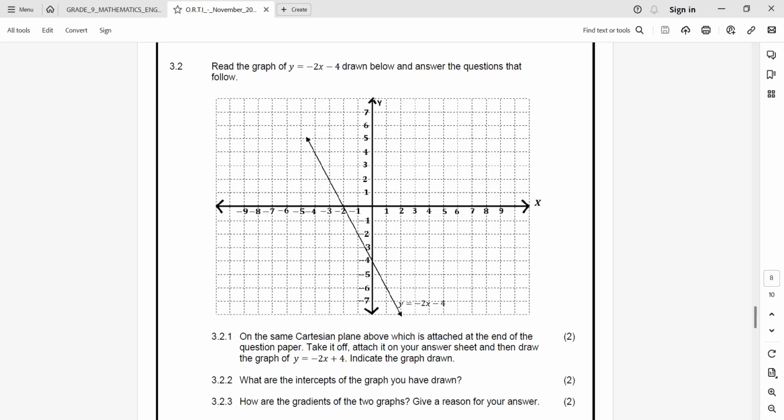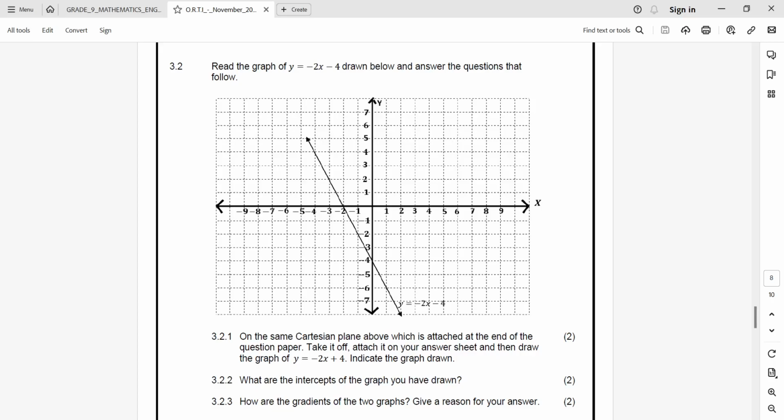Okay, let's continue. When we continue on this one, we continue on the graphs, the functions, and the relations. On the functions, we are having 3.2. The same question paper is 10 Cape 2023, paper 1, grade 9. It says, read the graph of y = -2x - 4 drawn below and answer the questions that follow. We are given the intercepts there.